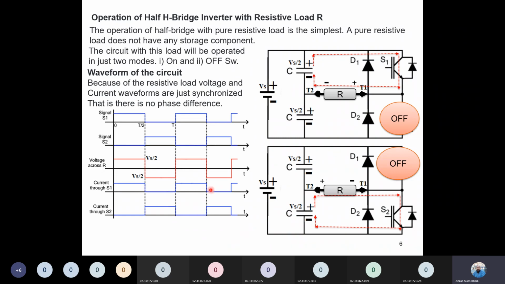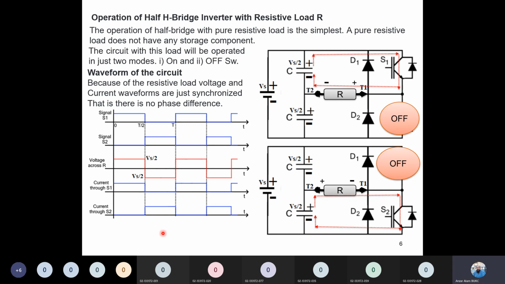Now it's time. I leave this question to you. Think about this one. My question is, whenever the S1 was on, the current through the S1 was positive. Okay. Now I want to ask you, whenever the S2 is on, will the current here be positive or negative?